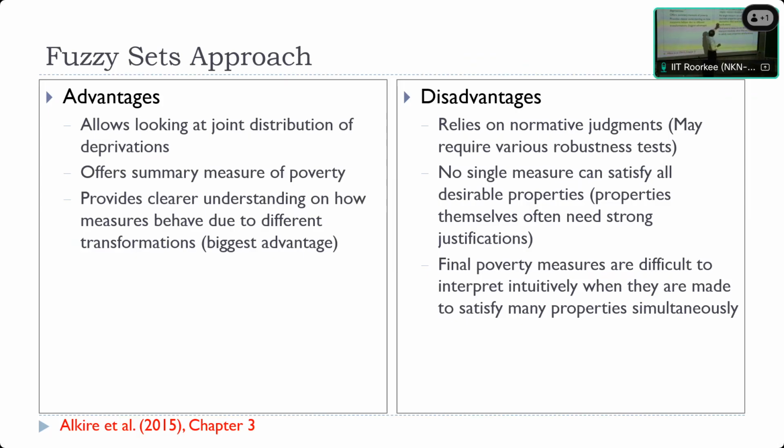Now, no single measure can satisfy all the desirable properties that we presented. Some will, but in order to gain some properties, you have to sacrifice others. In order to gain dimensional breakdown, you have to sacrifice sensitivity, association sensitivity, strong association sensitivity. In order to gain some, you have to lose some. You cannot have everything.